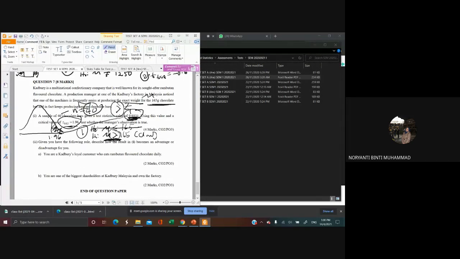Okay, so based on atas, apa you punya advantage dengan disadvantage? So kalau you are Cadbury loyal customer who eats rambutan flavor chocolate daily, apa advantage untuk you? Dapat lebih. Yeah, okay. I get more value than what I paid for. Kan? Kita bayar untuk harga 165 gram. So kita dapat lebih berat. So maksudnya kita bayar sikit.